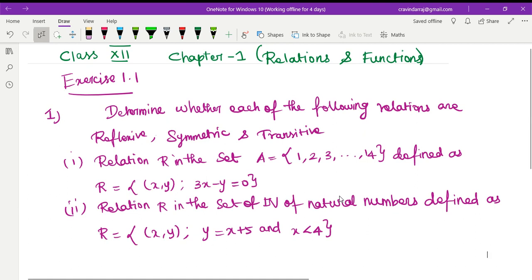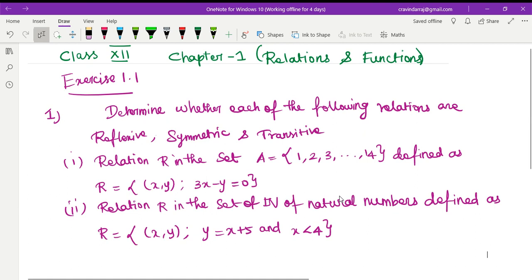Hereafter, we will start the 12th CBSE Mathematics and discuss all the exercise problems. Now we go to the session, Chapter 1, Relations and Functions. Exercise 1.1. In this exercise, they are asking to find whether the given relations are reflexive, symmetric, and transitive. The first problem contains 5 subdivisions, so in this video we take only 2 subdivisions.